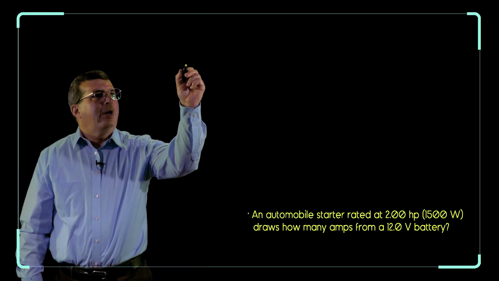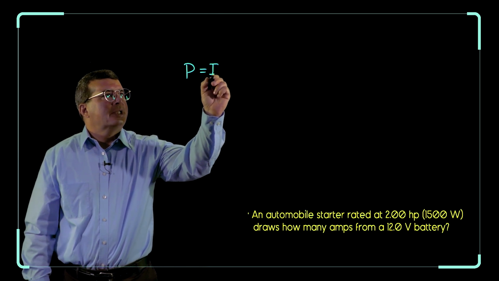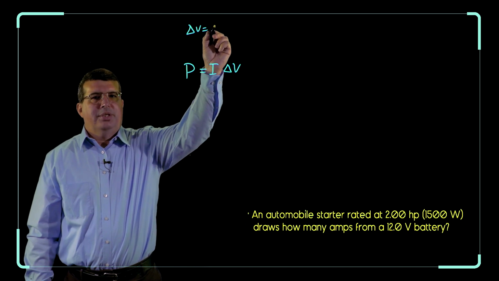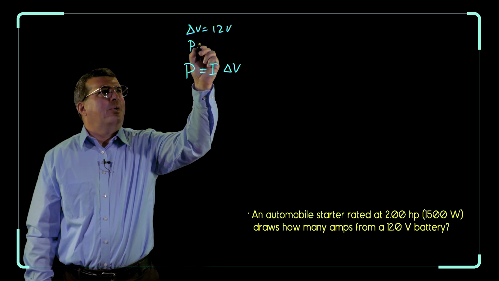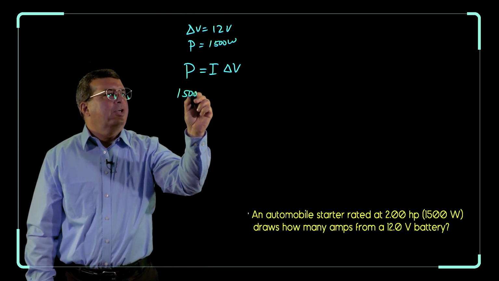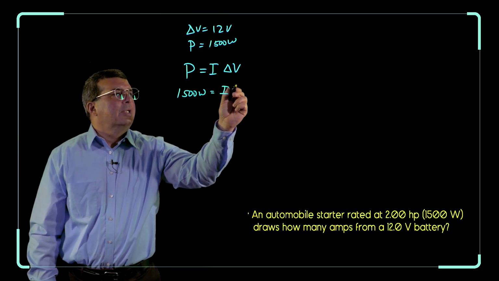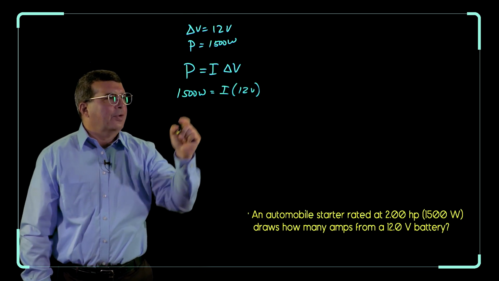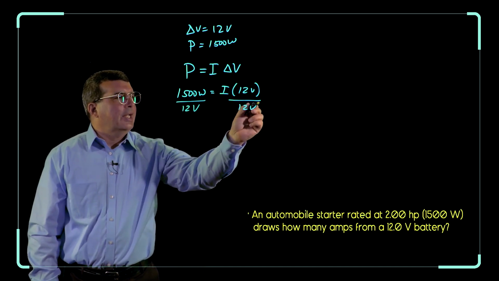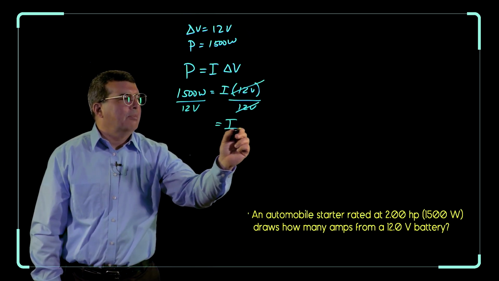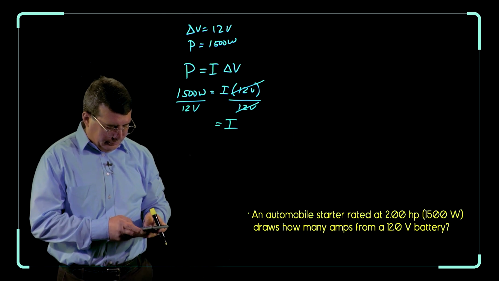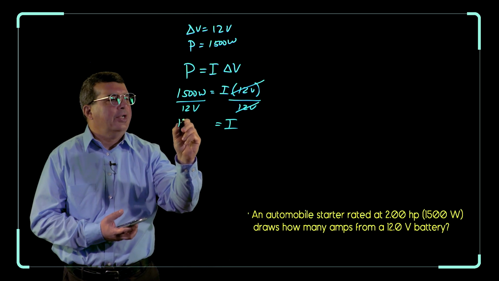Okay, our expression for electric power is that power is equal to current times voltage. We were told that the voltage is 12 volts and that the power is 1,500 watts. So we have 1,500 watts is equal to the current times 12 volts. We're looking for current, so I'll divide by 12 volts. That cancels out my 12 volts, and I have current by itself over here. And over here, I have 1,500 divided by 12, and that's 125.